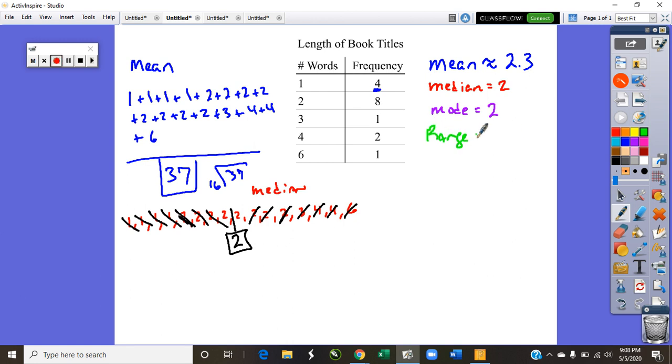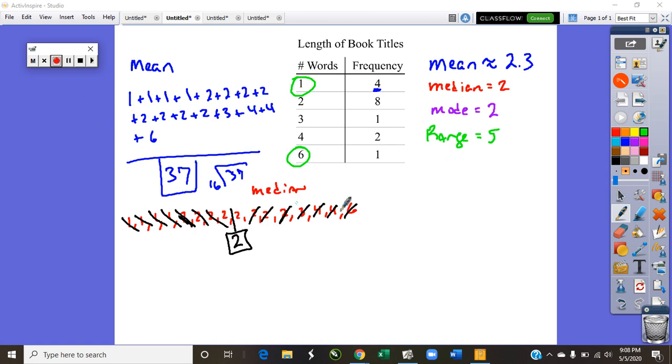Okay, and then the last thing we're going to find is the range. If you remember, the range, I take the largest amount, which is what? 6, and I subtract the smallest amount. So from 6 words to 1 word, what is that going to be? That's going to be 5. All right. So we were able to find those 4 measures of central tendency from this frequency table.